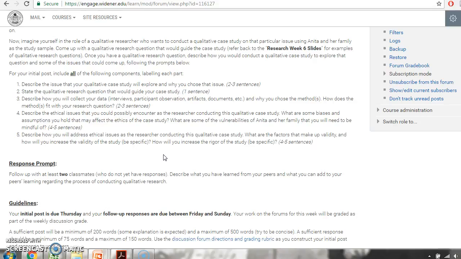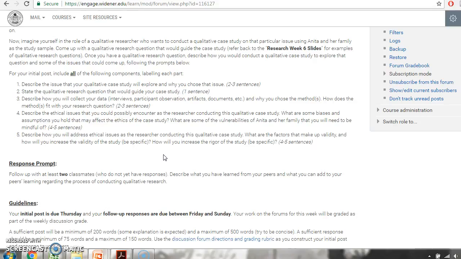Third, you're going to describe how you will collect your data. So it could be interviews, participant observation, reviewing documents, artifacts, and why you chose those methods. And you want to talk about how the method fits with your research question, and that would be 2 to 3 sentences.